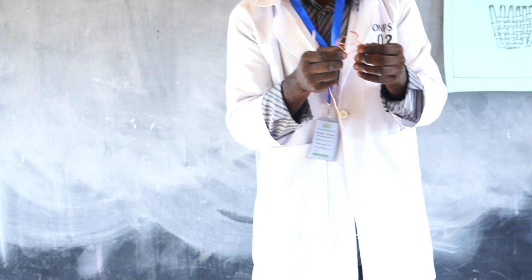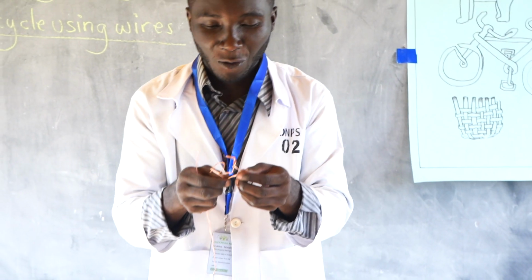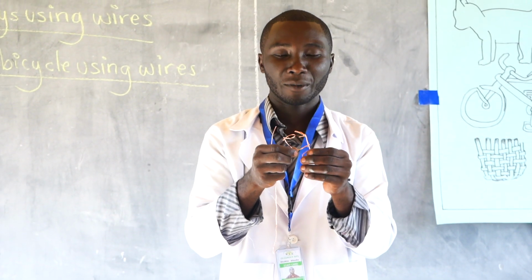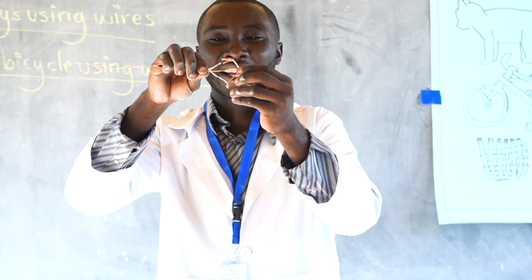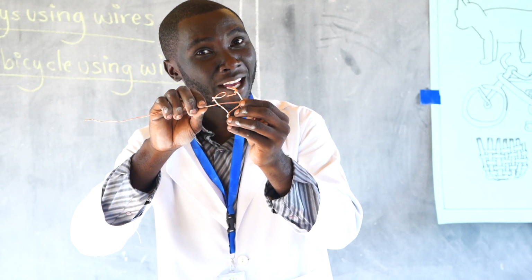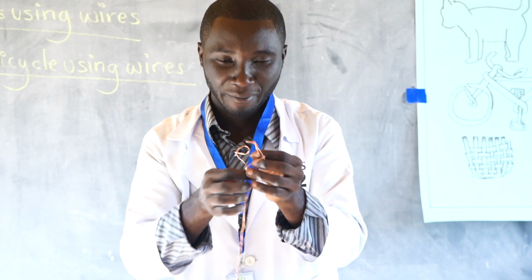And then step number 3, we are going to make a frame. You know a bicycle frame? The part that closes like this. We are going to make a frame.